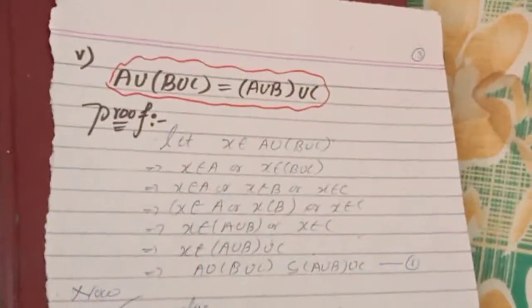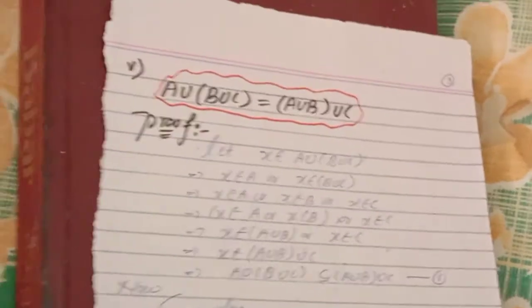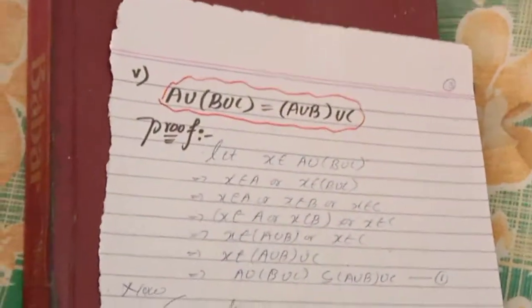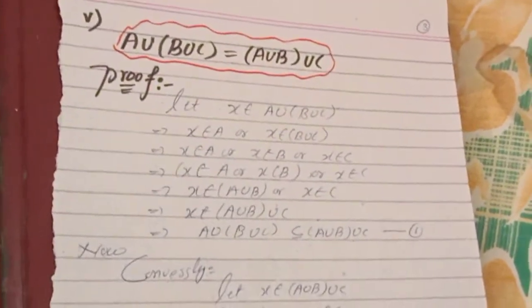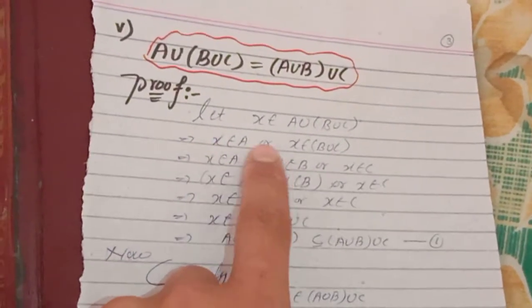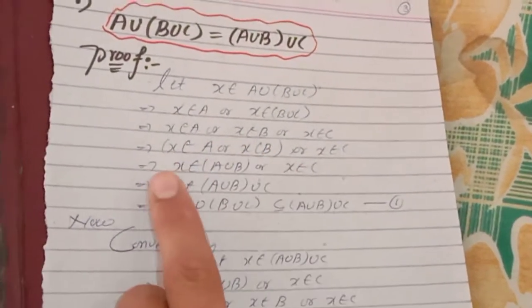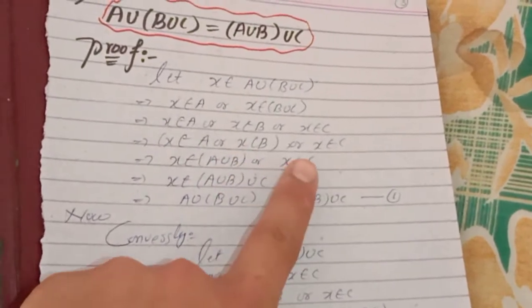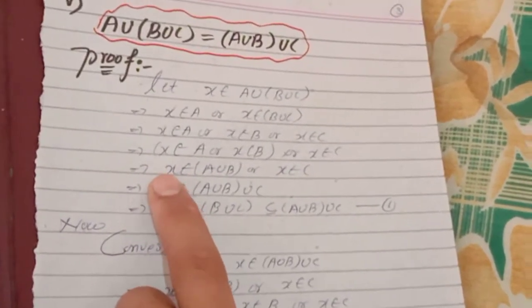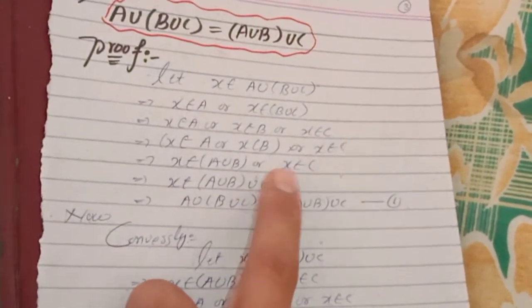This is proof. Now, property number 5: A union (B union C) is equal to (A union B) union C. This is the associative property of union. So, we will take an element in A union (B union C). Let x be an arbitrary element belonging to A union (B union C). This implies x belongs to A or x belongs to B union C. This implies that x belongs to A or x belongs to B or x belongs to C. So we can write it as x belongs to A union B or x belongs to C. This implies that x belongs to (A union B) union C.